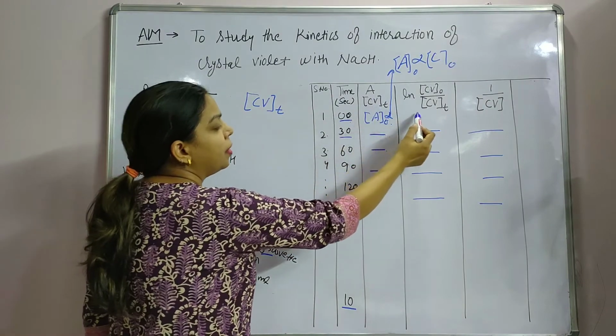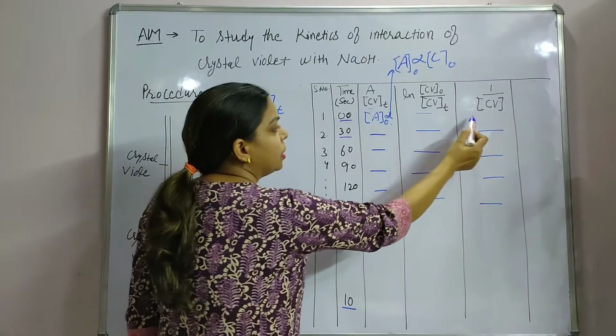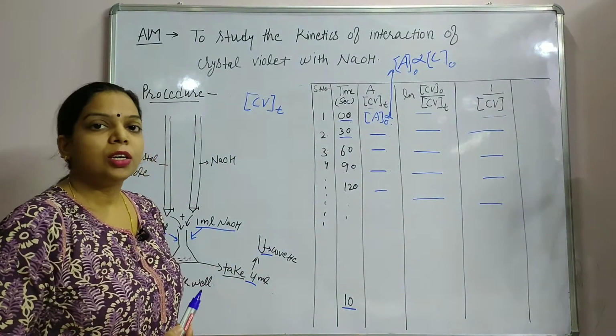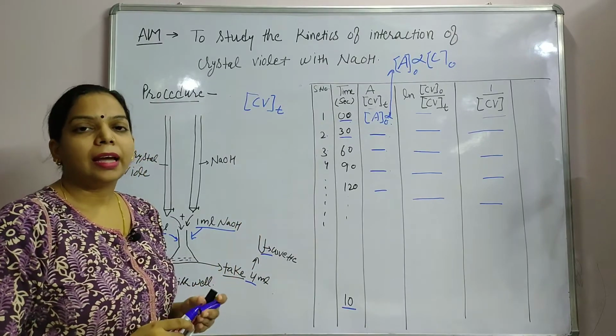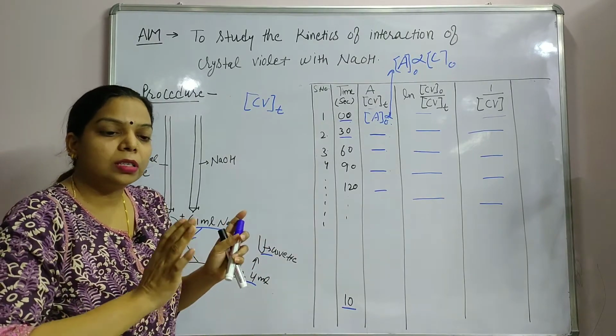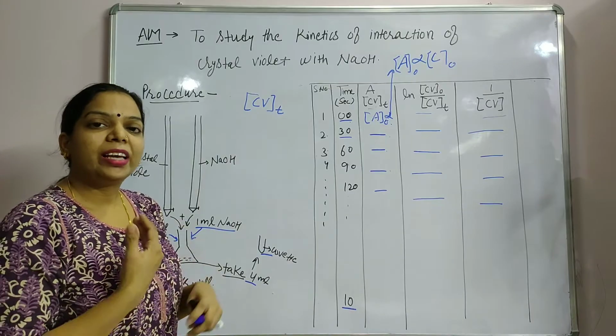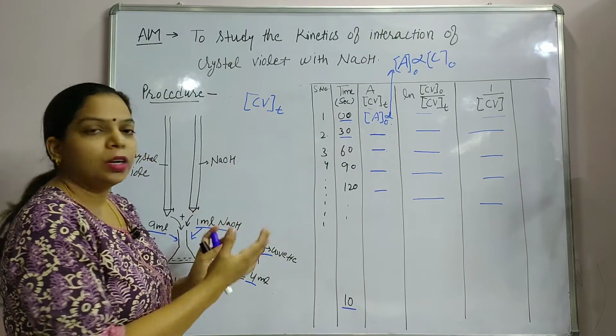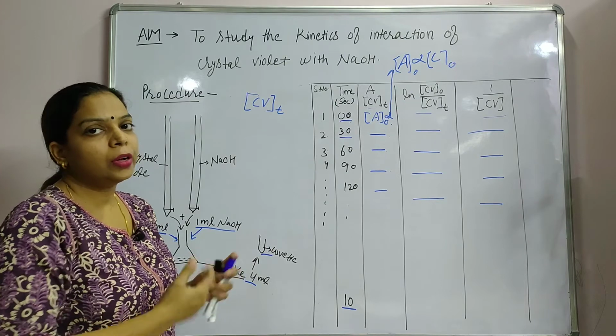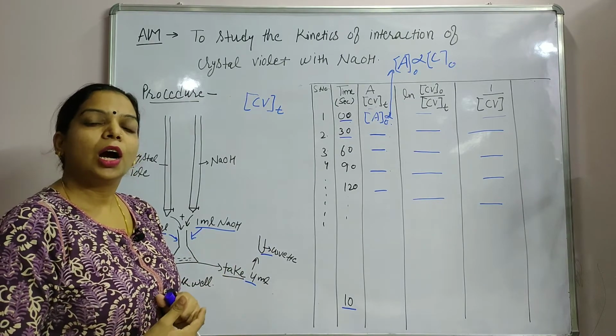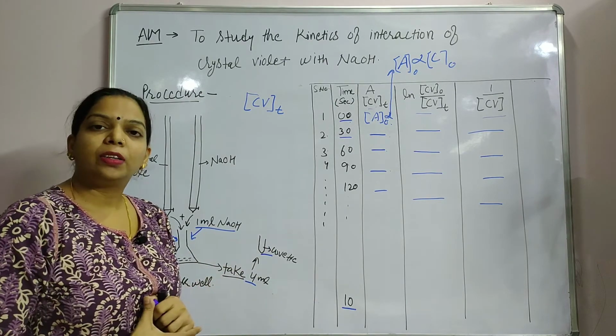Now these terms are related with 0 order, first order and second order reactions. So we will plot various terms, and after seeing the nature of the curve, we can decide what the order of this reaction is. So let's see how to plot and how to interpret those plots.